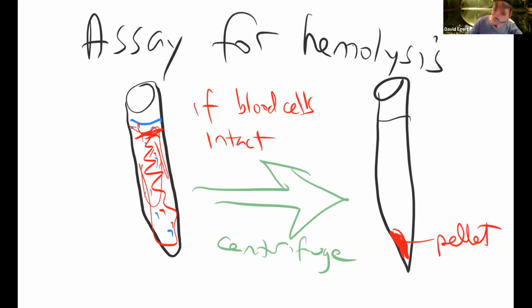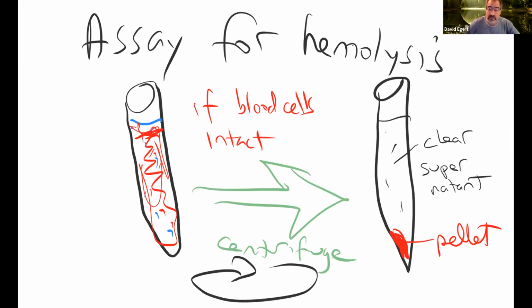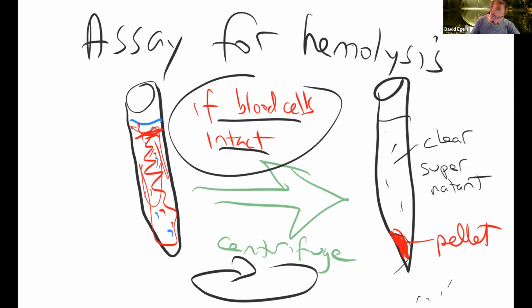And the top part, what we call the supernatant, is going to be a clear supernatant. Basically centrifuging is spinning super fast. As you spin it super fast, you make gravity basically really strong. As long as the blood cells are intact, they're just going to get all pulled down to the bottom. So this is evidence that there was no hemolysis. If the blood cells are intact, there is no red left up in here after we spin it down.